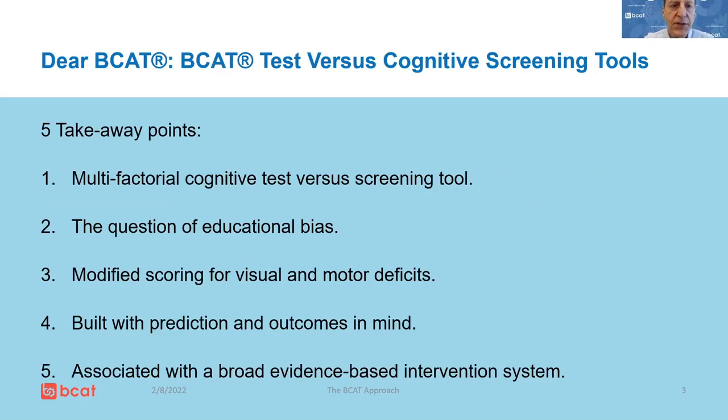Okay, so first, the BCAT is not a cognitive screening tool. It is a multifactorial cognitive test. So a test and a screening tool, very different devices. So not only does the BCAT provide an indication of where a patient might be on the cognitive continuum, normal cognition, MCI or mild cognitive impairment, a probable subtype of MCI, dementia, mild, moderate to severe.